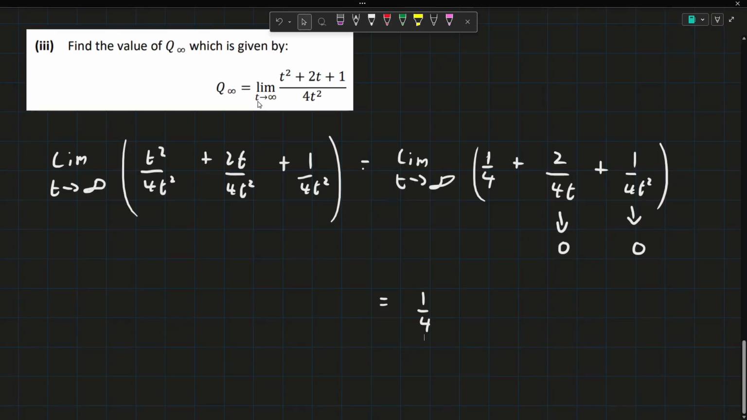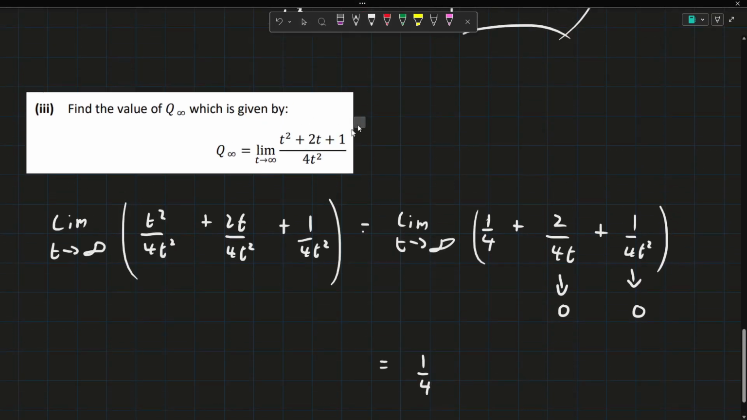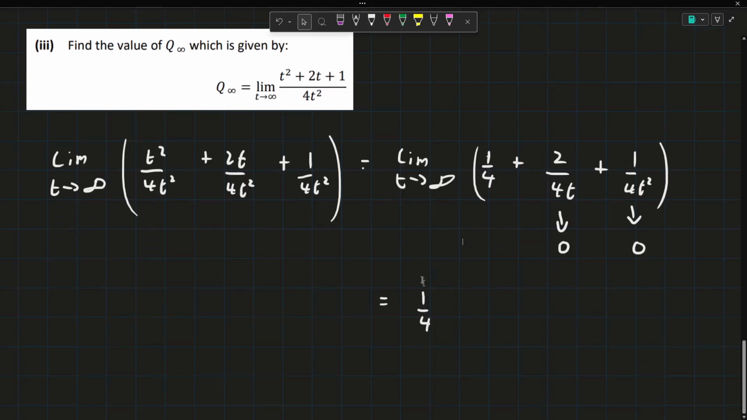And you can verify this if you go to your calculator and plug in bigger and bigger numbers for t, like start off with 99, then do 999, and then 99999. You'll see that it keeps getting closer and closer to a quarter. That's a way that you can verify your answer. And this is how you show it. So that gives us our answer.